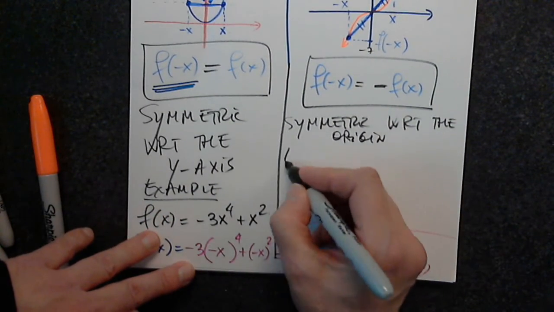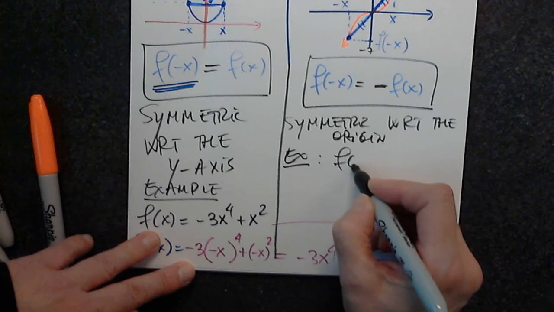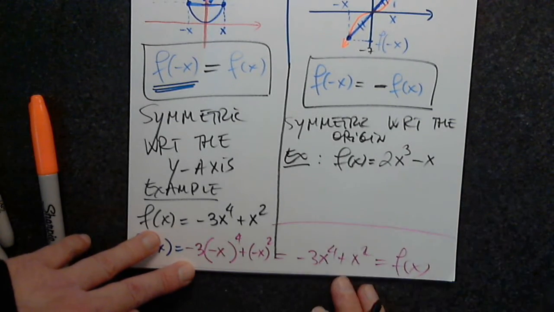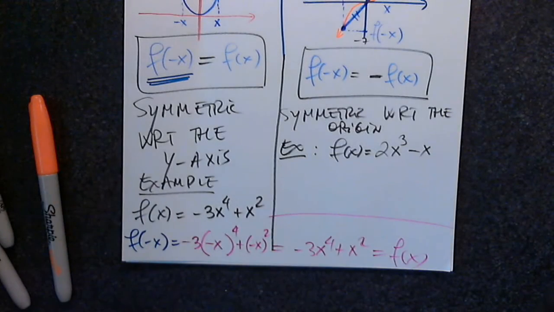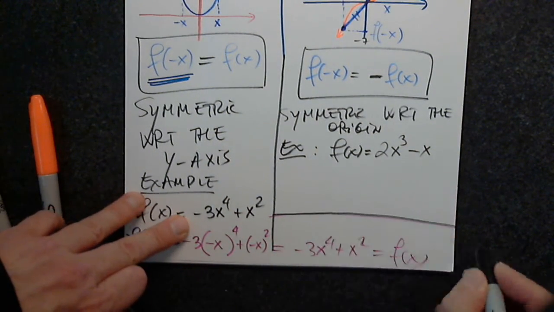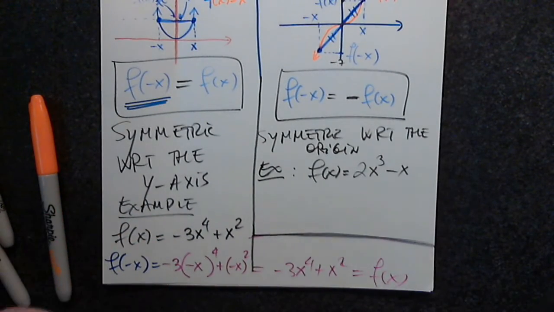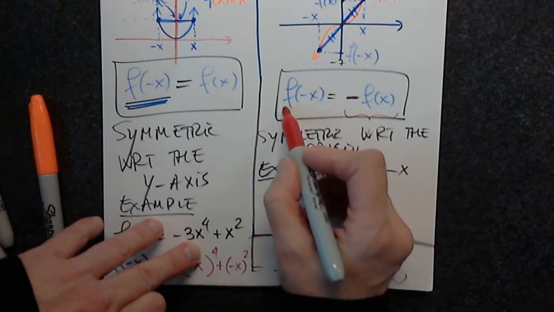So let's look at an example. Let's say f of x equals 2x to the third minus x. Is this a function that is odd? I don't know. I have no idea. I have to calculate. What do I have to calculate? Yes, I will also calculate this, but I have to start with this.